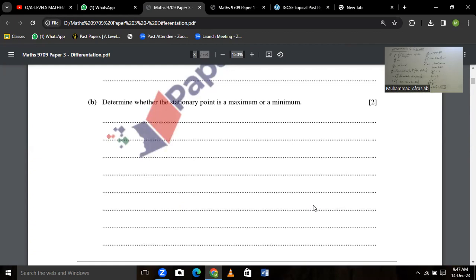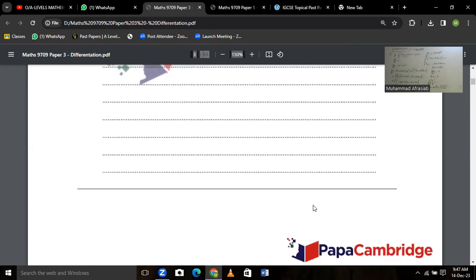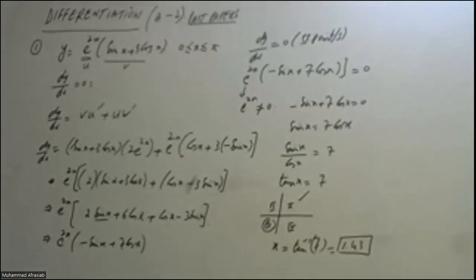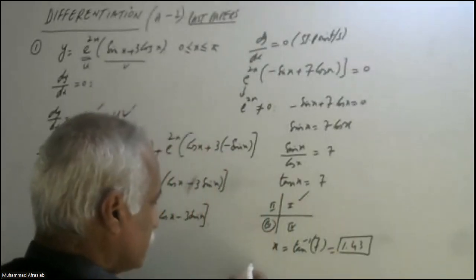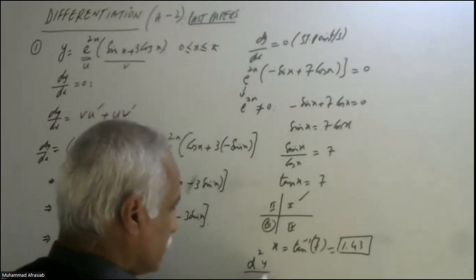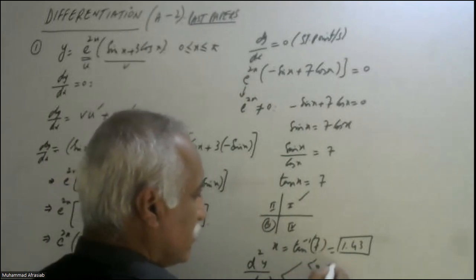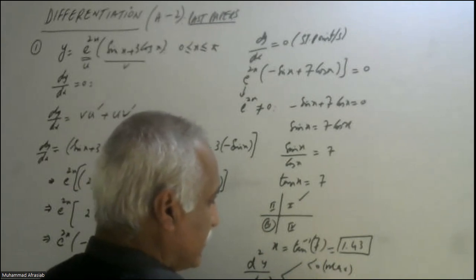Part B: determine whether the stationary point is maximum or minimum. So what we are supposed to do here, for the maximum or minimum, we use the second derivative. If that derivative is less than 0, then it is maximum, and if it is greater than 0, it is minimum.